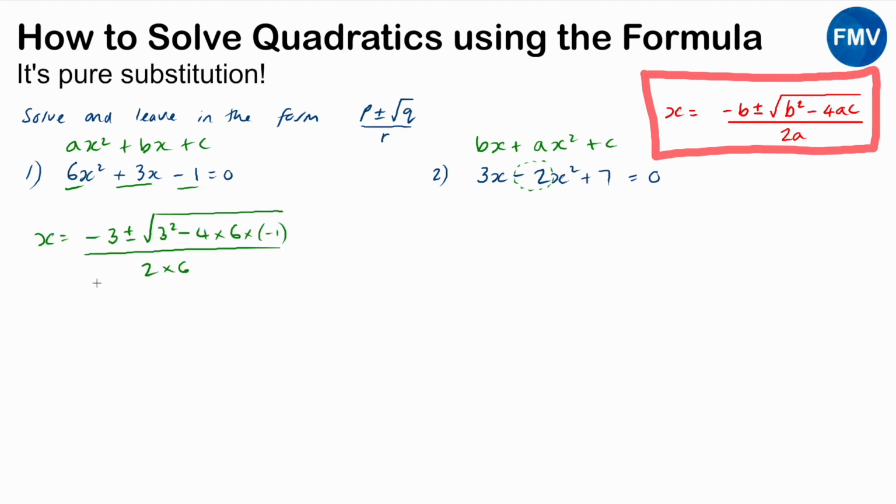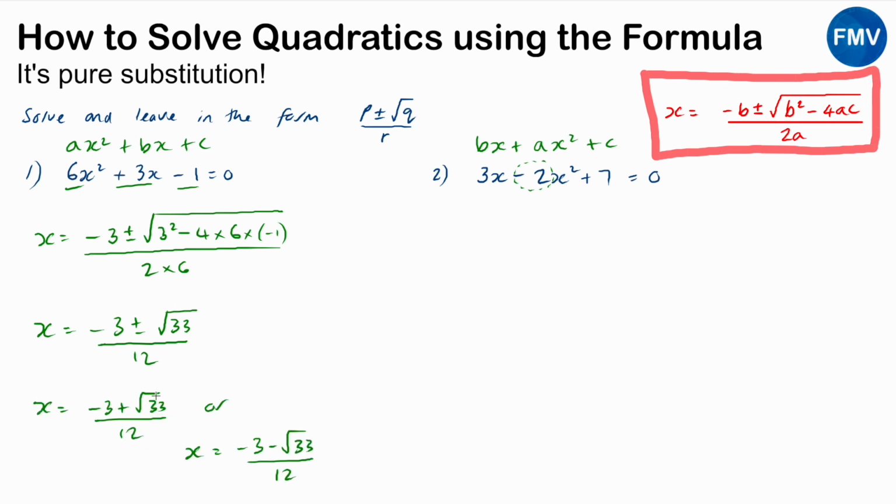So I've substituted a, b, and c into the formula. All we need to do now is simplify this. So in this case here we have 9, and now we've got minus 4 times 6, which is minus 24, multiplied by minus 1, which is plus 24. So 9 plus 24 is 33, all divided by 12. Again, there are two solutions there. So we've got x equals minus 3 plus 33 over 12, or x equals minus 3 minus 33 over 12.